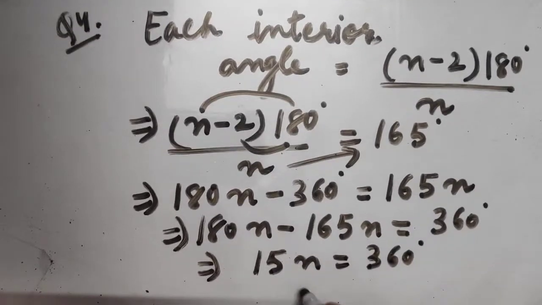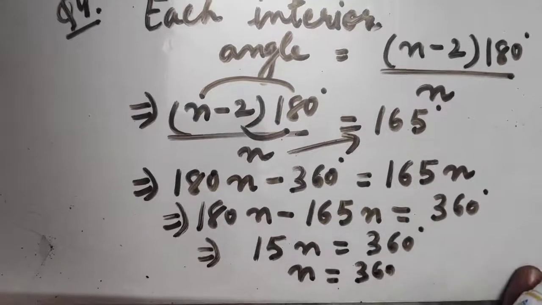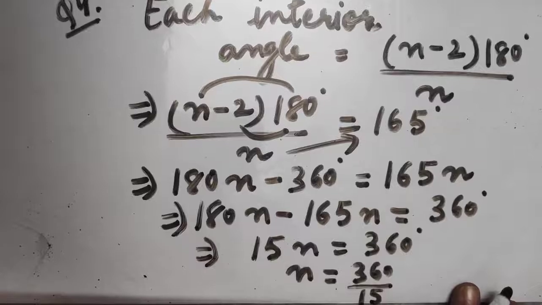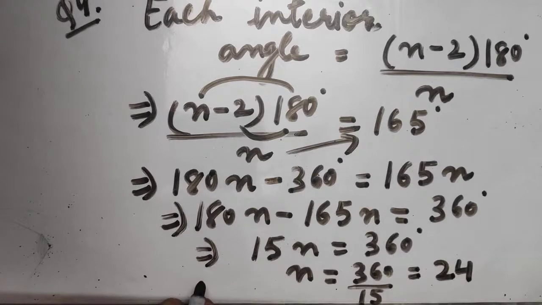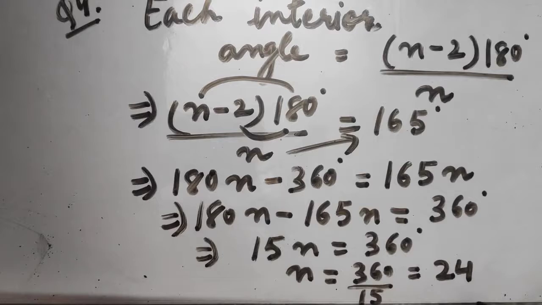So what will be the measurement of n? N will be equal to 360 divided by 15. So that will be equal to 24. So you can see each interior angle when it was 165 degrees, the number of sides as we are supposed to calculate will be 24.